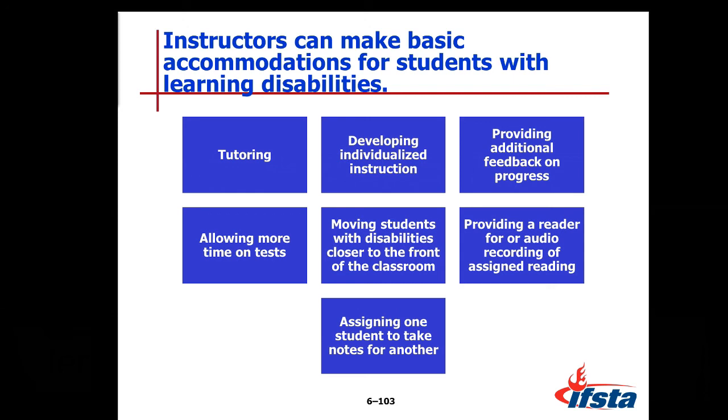Basic accommodations: tutoring, developing individualized instruction, providing additional feedback on progress, allowing more time on tests, moving students with disabilities closer to the front of the classroom, providing a reader or an audio recording of assigned reading, and assigning a student to take notes for another. Those are all basic accommodations you can make for a student if necessary. You get an ebook.